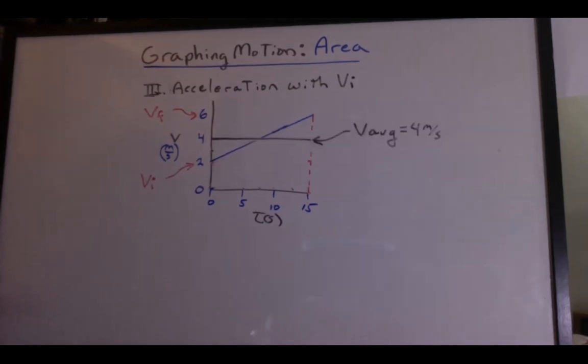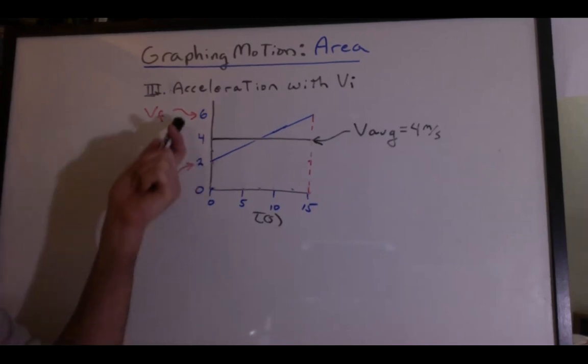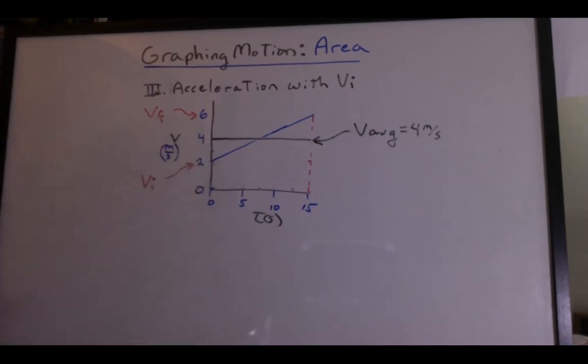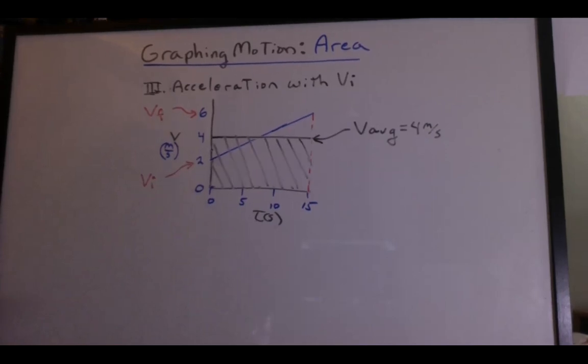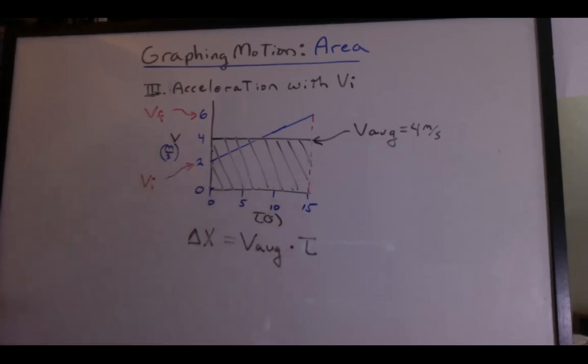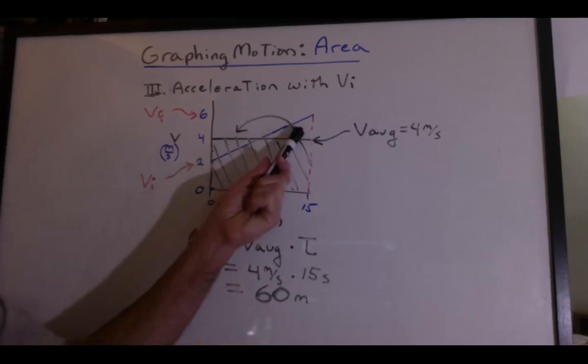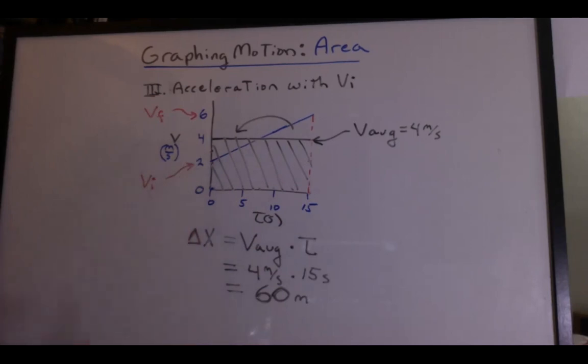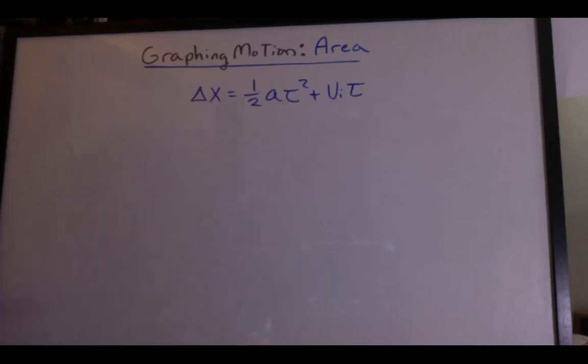Hey, let's check it with that V average stuff we just learned about. If the initial is 2 and the final is 6, the V average is 4. You can do that in your head. What's the area of that rectangle? Should be the height times the width. Sure is, 60 meters. Again, you can see that the area that got cut off got filled in here. So we used area to derive a new formula.